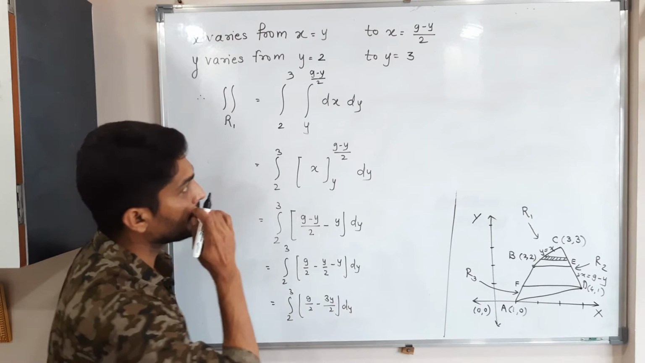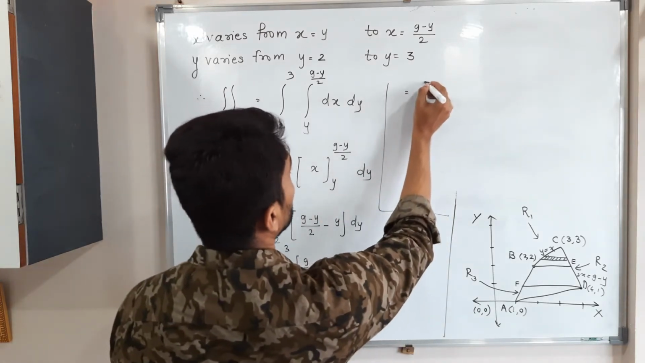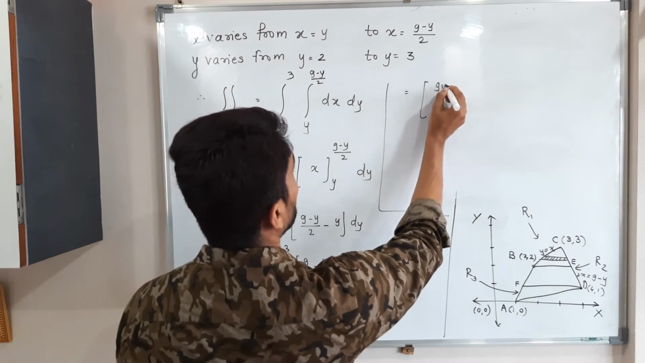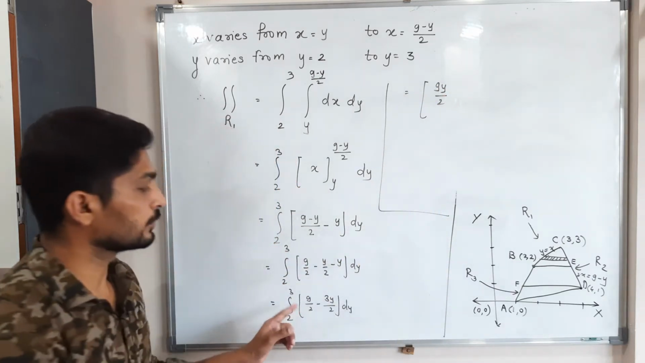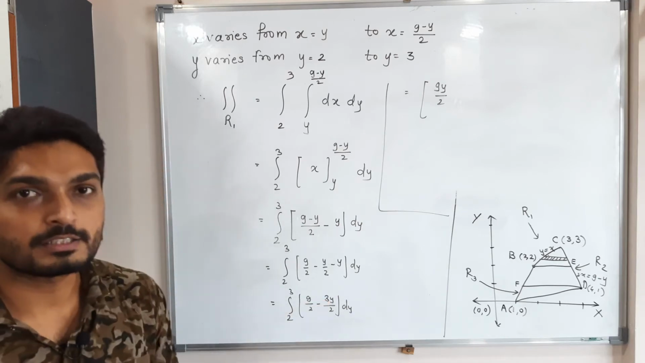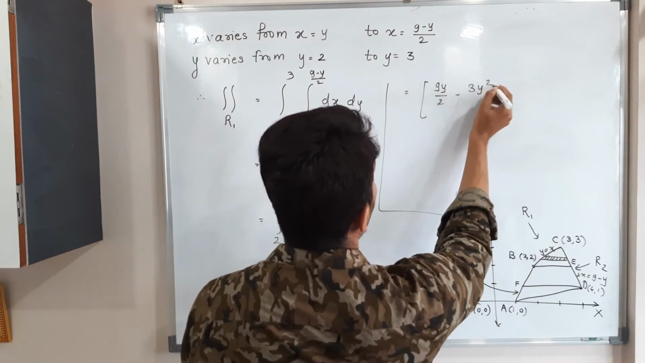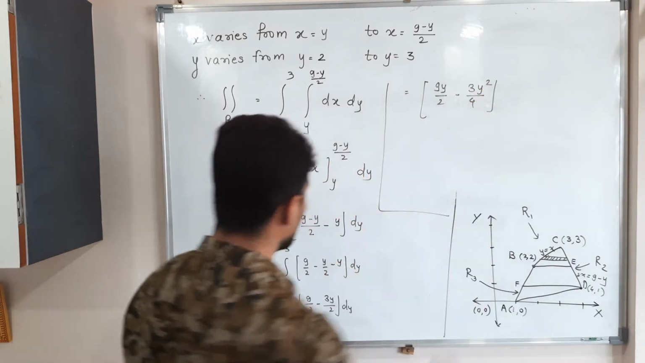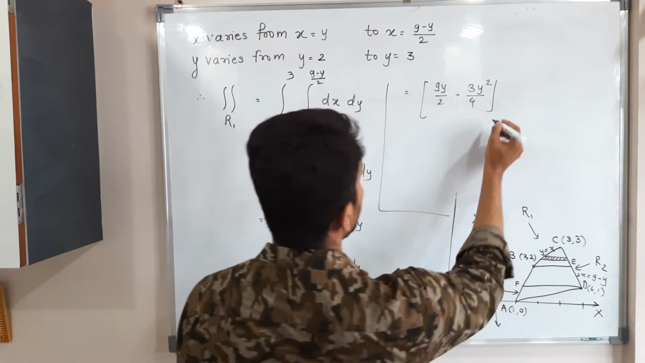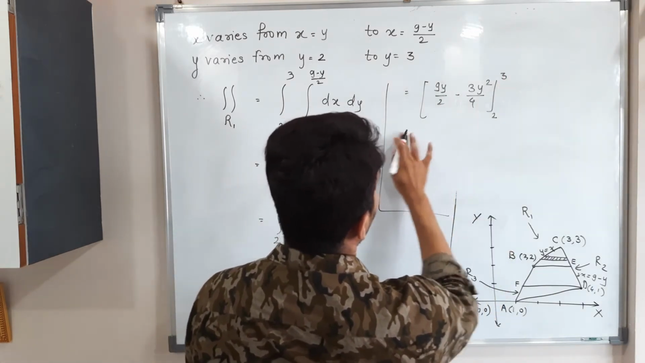So let us integrate now. So what will be its integration? So this is equal to 9y by 2. So it's a constant now, so its integration, we will have y only. If you take the integration of y, it is y square by 2. So you'll have minus 3y square by 4, since 2 into 2 is 4, already 2 is there, with limits 2 to 3. I will put the upper limit.